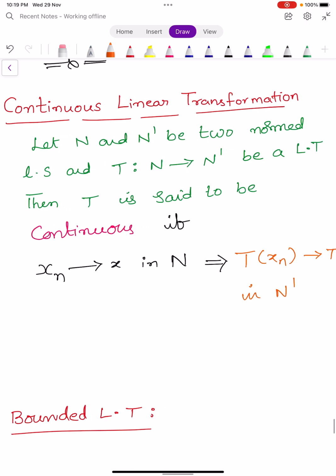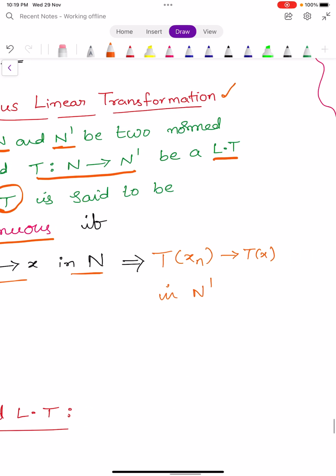I repeat the definition. Observe that continuous linear transformation. Capital N and N dash be two normed linear spaces. T maps N into N dash be a linear transformation. Then this linear transformation T is said to be continuous linear transformation if it satisfies one condition: when xn converges to x in capital N implies T of xn converges to T of x in N dash.